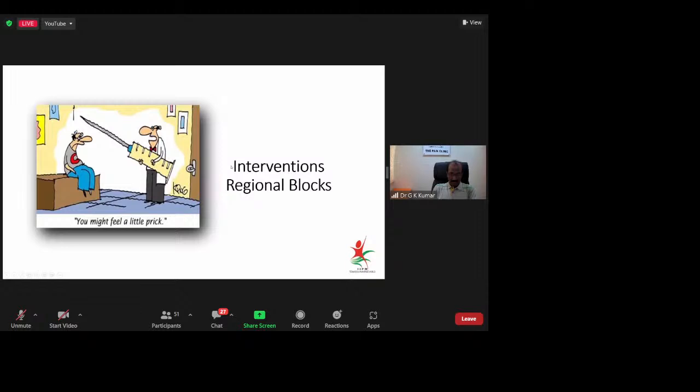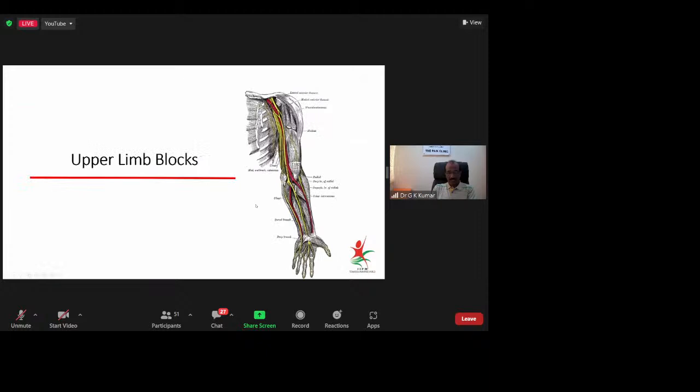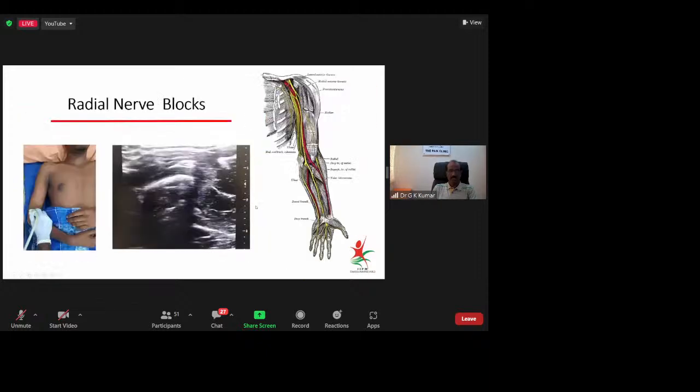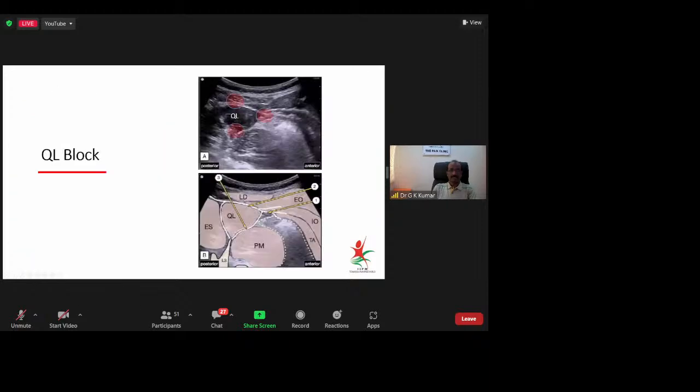Interventional regional techniques also have their own place. After the advent of ultrasound, we can infiltrate local anesthetics with adjuvants in whichever plane we want, which increases the duration of post-operative pain relief. I can leave the rest because it is out of scope at present. Okay, sorry for skipping the slides.